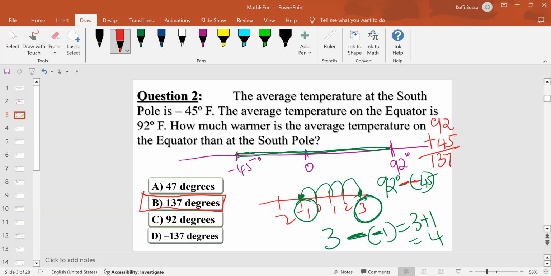Another way to understand it is, you can see that from negative 45 to 0, that gives you 45 units or 45 degrees. And now from 0 to 92, you have 92 degrees. So we have a 45, we have a 92. So you could add both to get again the same 137 degrees. Okay, let's see the next question.